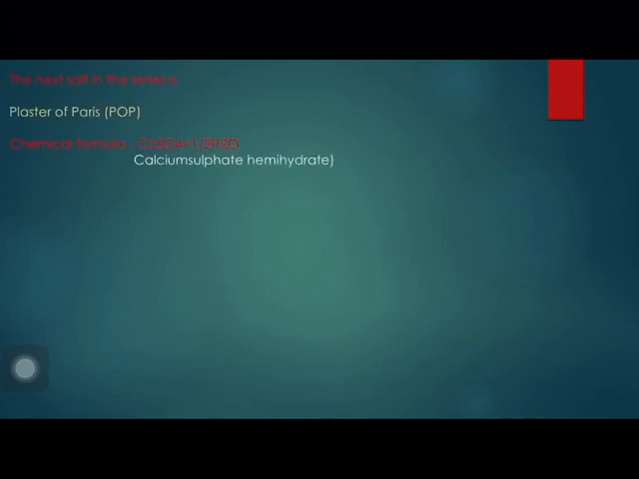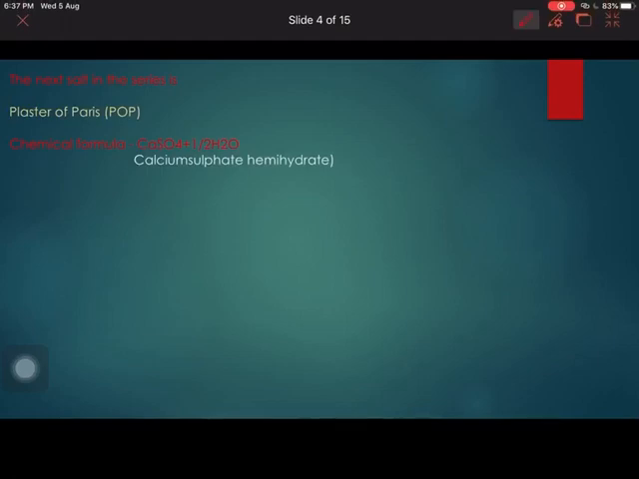Now this salt, plaster of Paris, its chemical formula is CaSO4 dot half H2O. Why half H2O? It means calcium sulfate hemihydrate. So you have to remember the name of the salt we have to study today is plaster of Paris, and its chemical name is calcium sulfate hemihydrate.